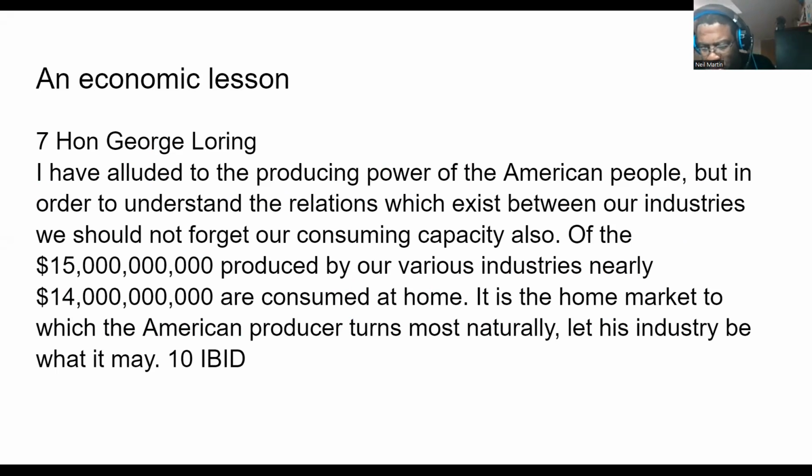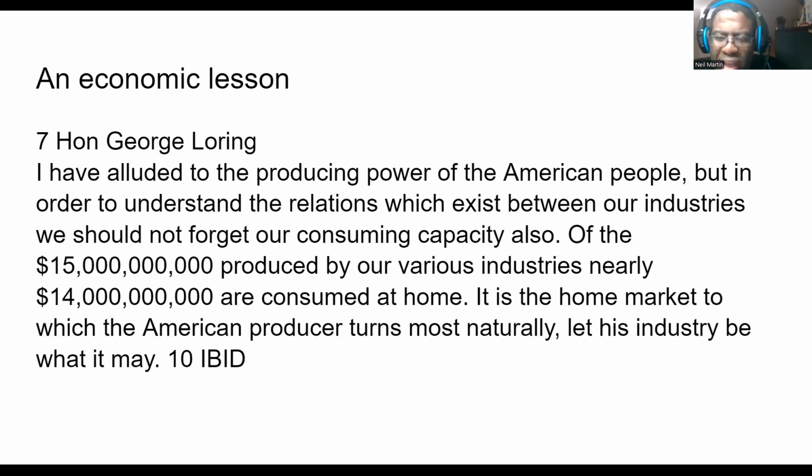I have alluded to the producing power of the American people. But in order to understand the relations which exist between our industries, we should not forget our consuming capacity also. Of the 15 billion produced by our various industries, nearly 14 billion are consumed at home. It is the home market to which the American producer turns most naturally, let his industry be what it may.